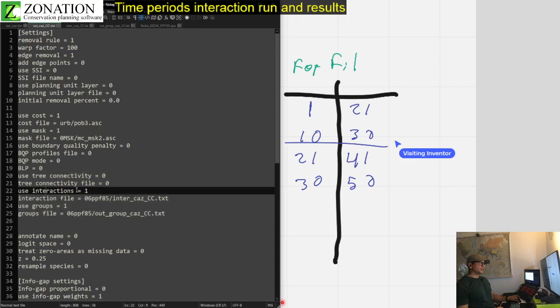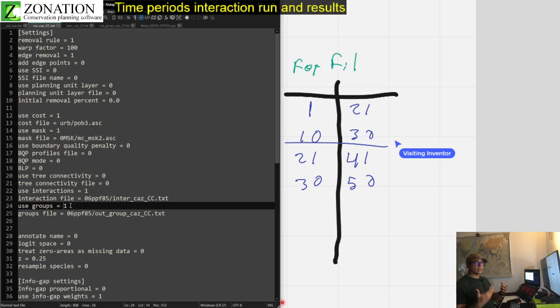Am I going to use interactions? Yes, please. So where's the interaction file? Sorry. Okay, that is over here. And how am I going to reference my grouping models? Like, how am I going to group the information to know which set is going to interact with which set? Okay, so it's going to be in a file located here.